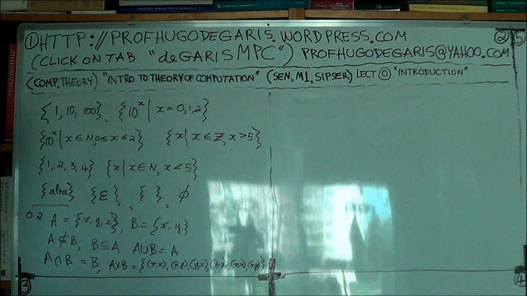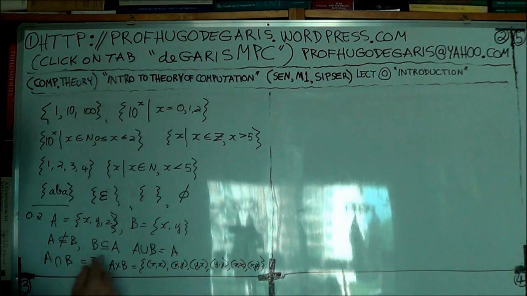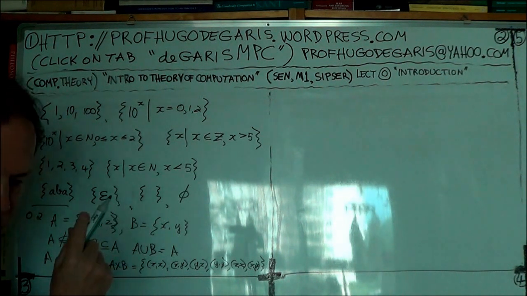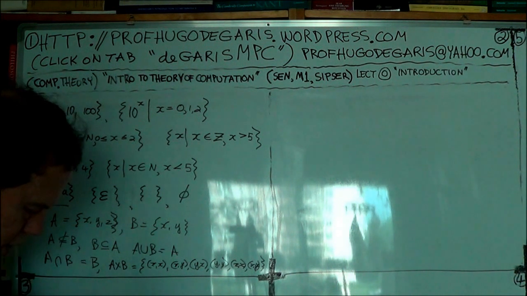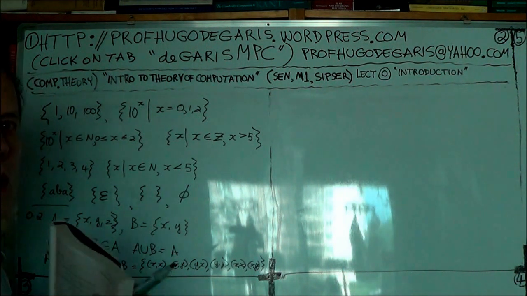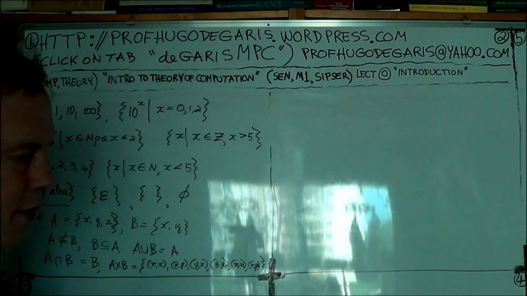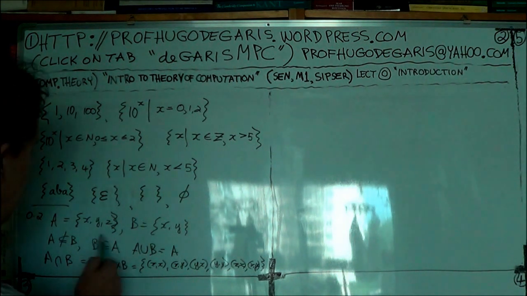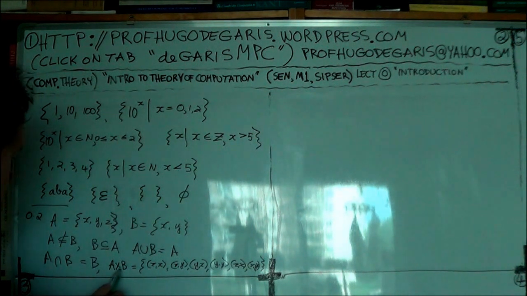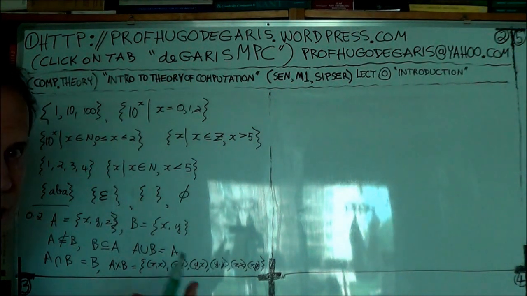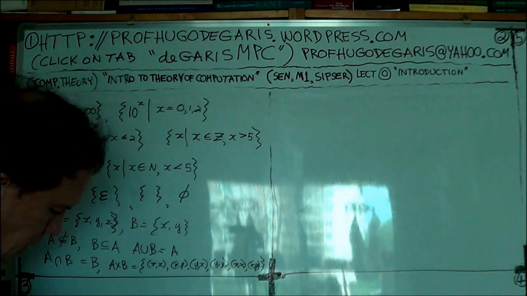Remember the cross product? It's the set of all possible ordered pairs of your two sets. So it's 3 by 2. So the size of A cross B will be 6. It's 3 by 2, and there are the 6 elements.